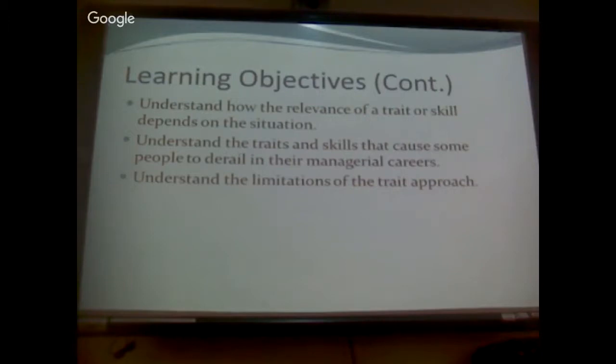So part of what happens with trait approaches, and this is something you're going to find consistent across that research area, is that a lot of times they're saying, okay, we have data that says this trait is related to successful leadership outcomes in a specific situation. But the problem is a lot of times those types of theories or research findings don't say how this occurs, just that it occurs.